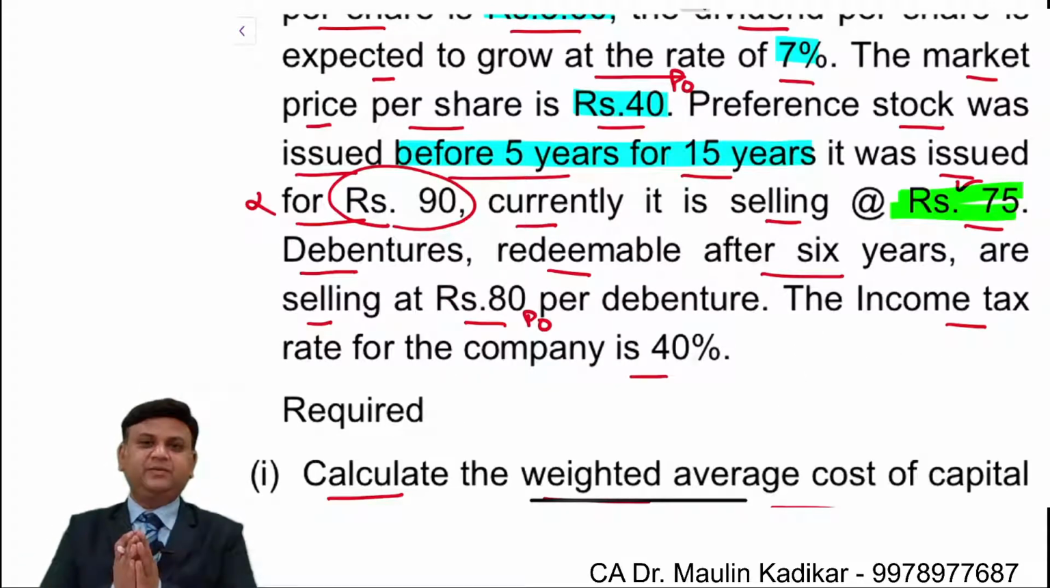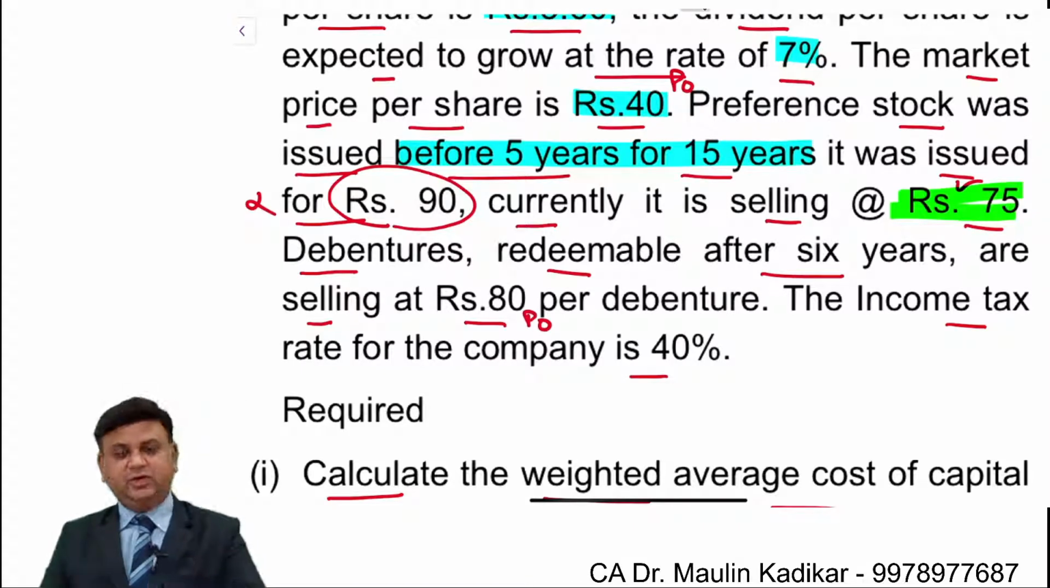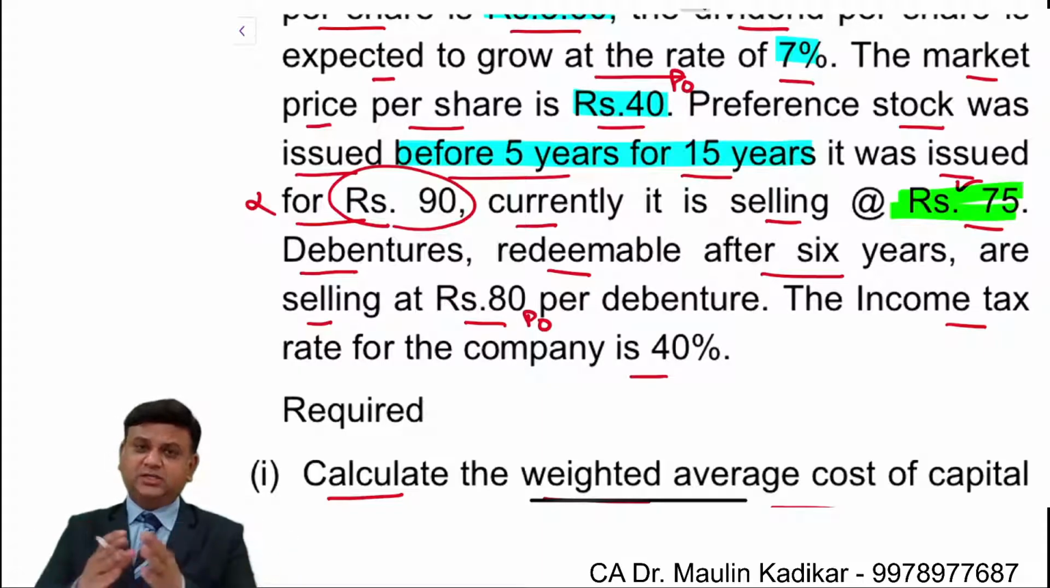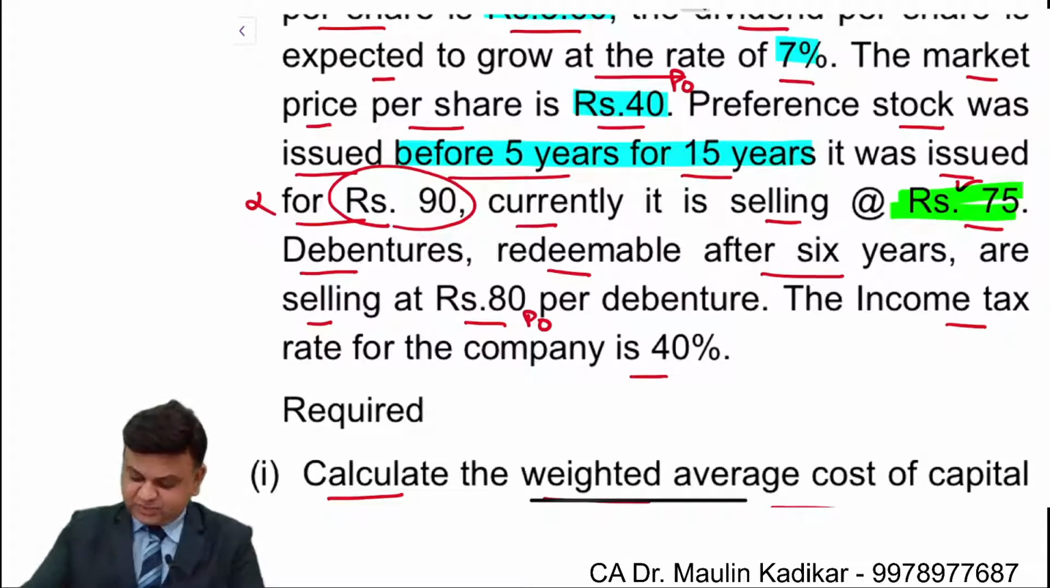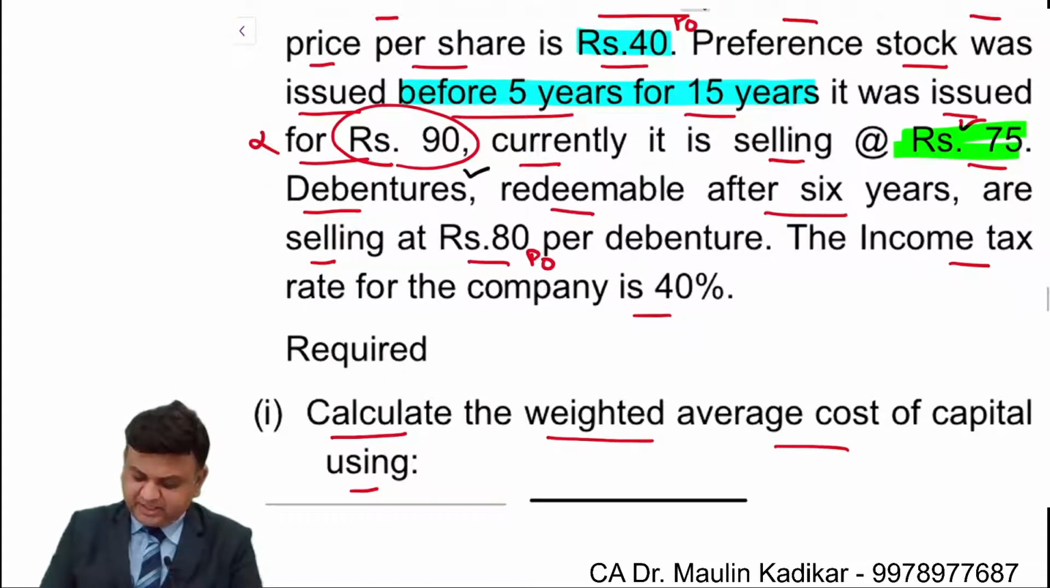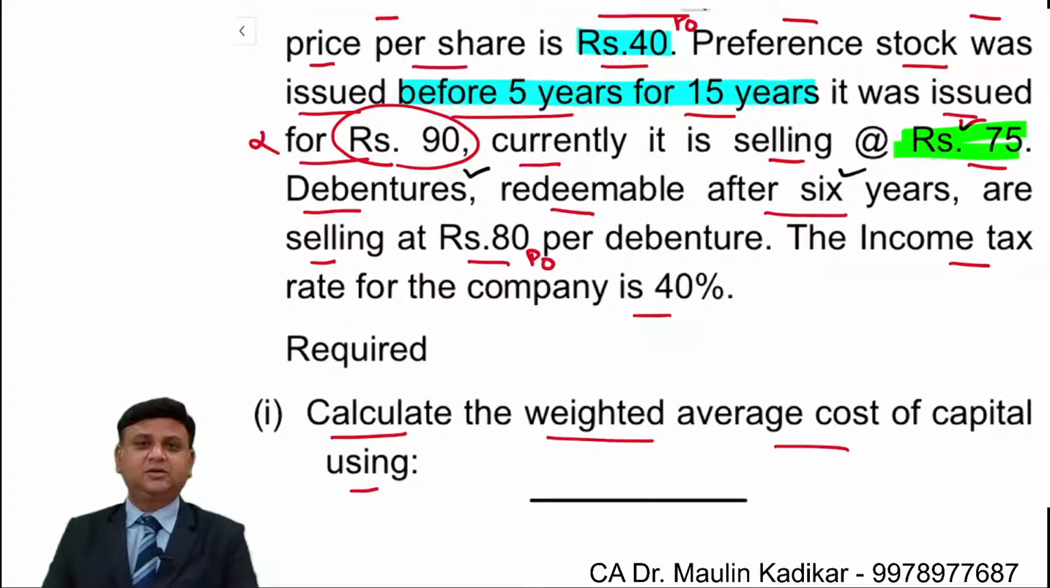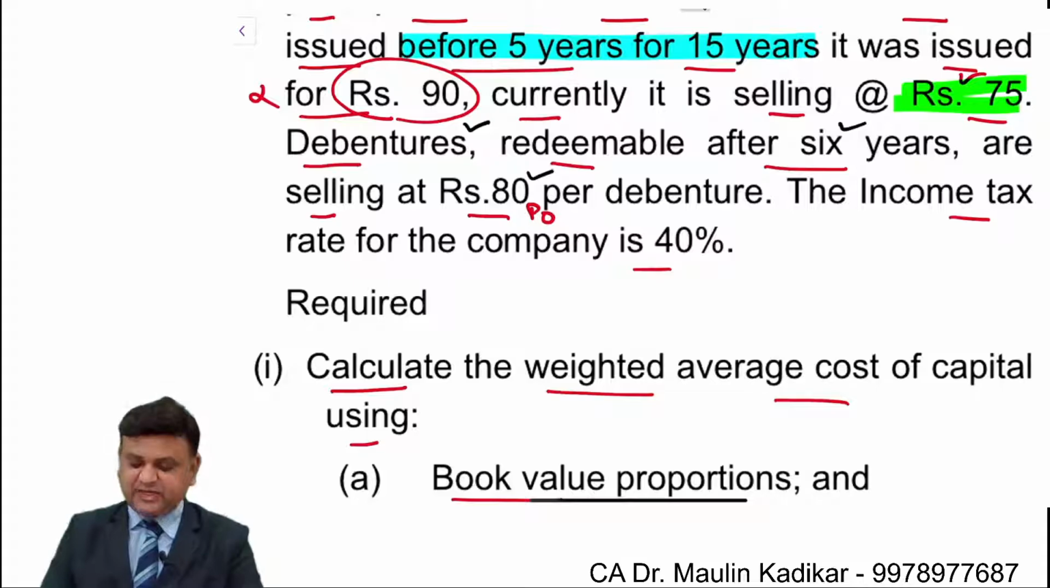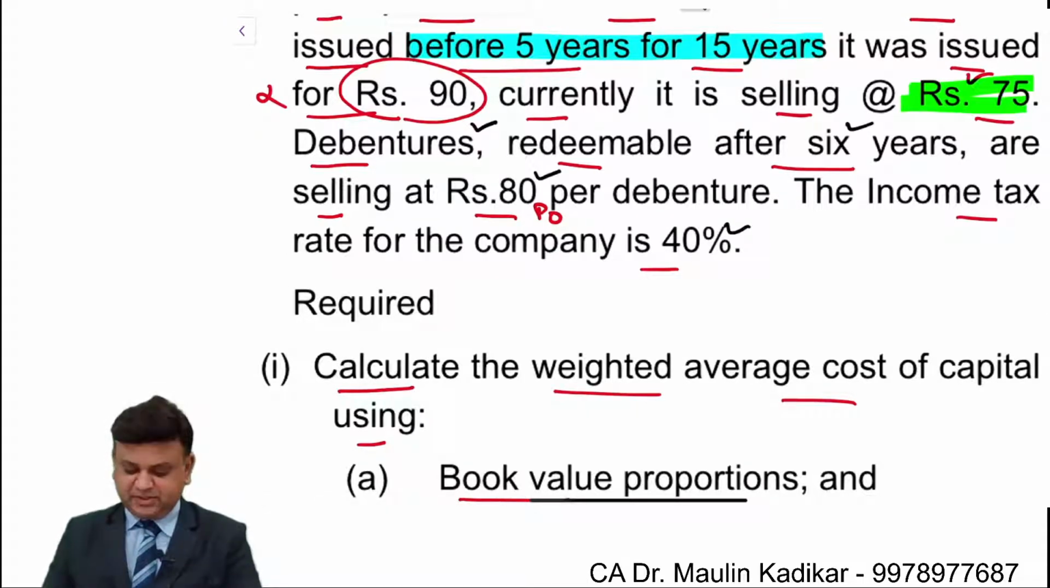Dear students, in case of debentures also, the very first thing that you need to verify is whether the security is issued for perpetuity or for a certain time period only. We can see that the question is providing the information. The debentures are redeemable after 6 years. So we understand that it is going to be redeemed after 6 years only, that is, the remaining time period is given to us in the question. And selling at the rate of 80 rupees per debenture. So P0 is given as 80 rupees. Income tax rate is 40%.